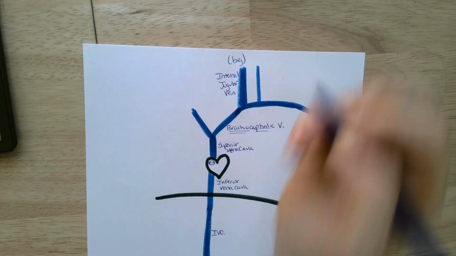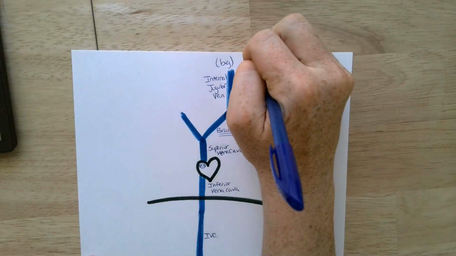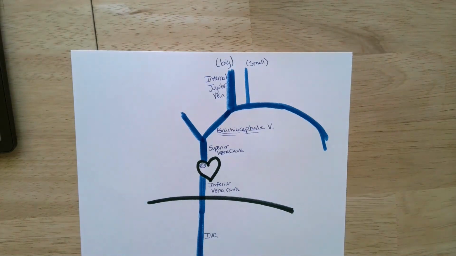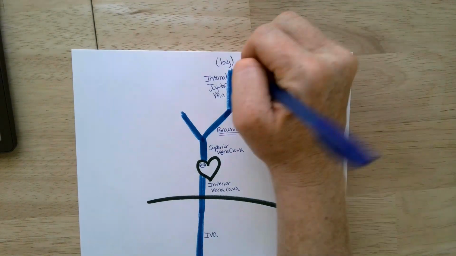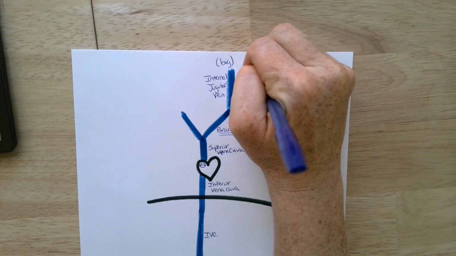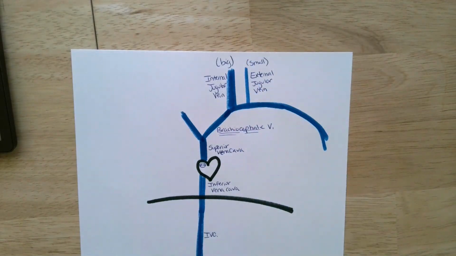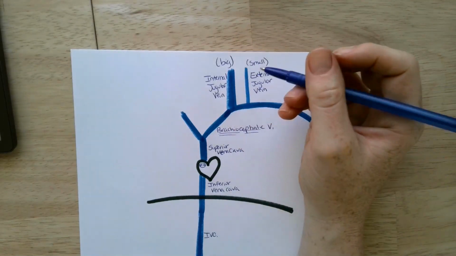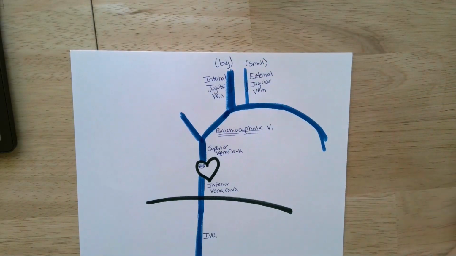The big one going to the head is the internal jugular vein, and the small one going to the head, it's often hard to see, sometimes not shown well on models. The small one is the external jugular vein. Both of them are going to go upwards, or I guess I keep saying going upwards, but they actually drain from the head and go back to the heart, because veins bring blood to the heart. It's always hard for me to remember that.